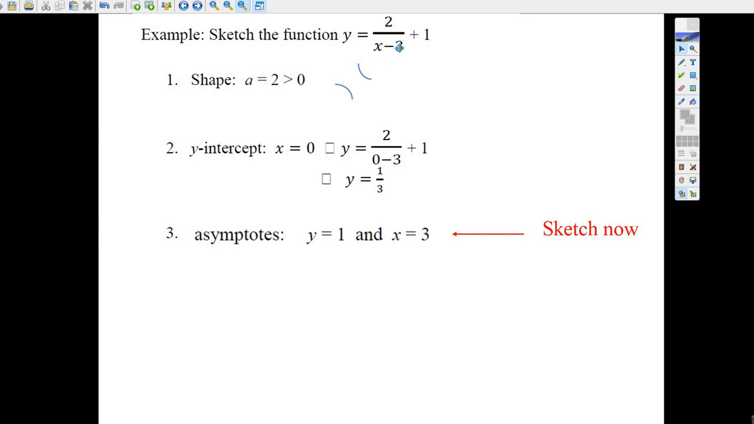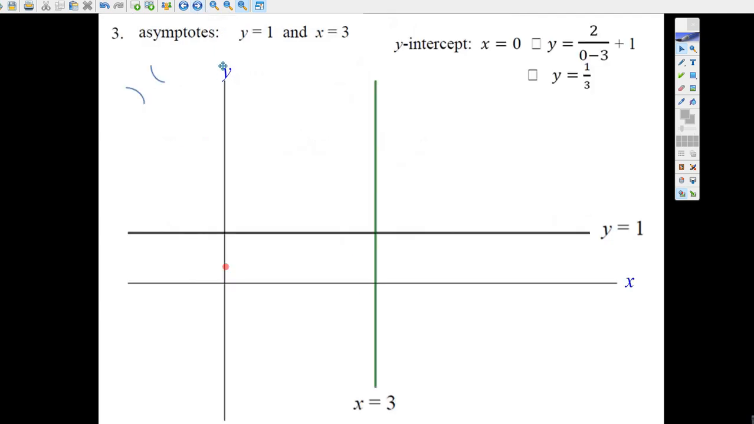Should make sense: 3 minus 3 is 0. That's the place you can't go. And if this can't be 0, y can't be 1. Now it's time to sketch it, and what you sketch first is the asymptotes. You start off with a y and an x-axis. You go up to 1 on y and draw a horizontal line straight across at y equals 1. Then you go 1, 2, 3 along, and you draw a vertical line at x equals 3.